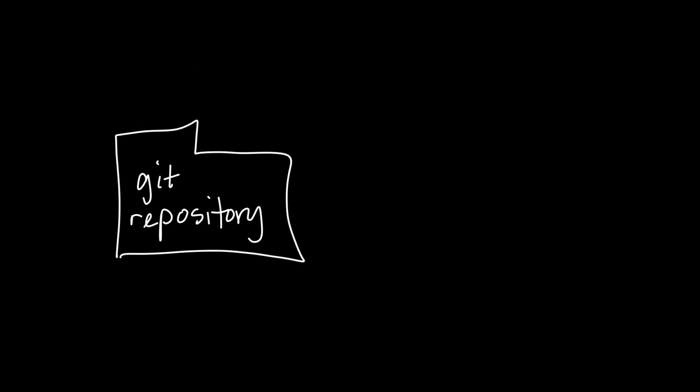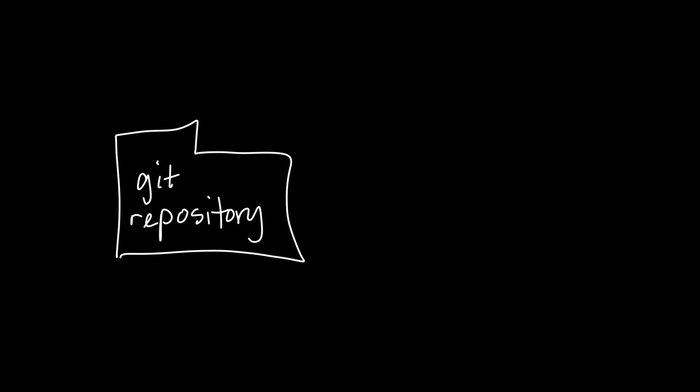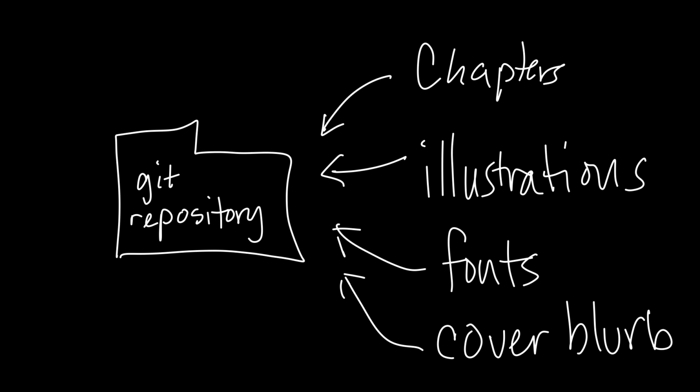For example, I could have a Git repository and I could put stuff from a programming project in it. Various parts of it: libraries, classes, assets. Or I could have a Git repository that I want to make for a book I'm writing. I could put in chapters, illustrations, fonts, cover blurb. Bam, I have a repository.